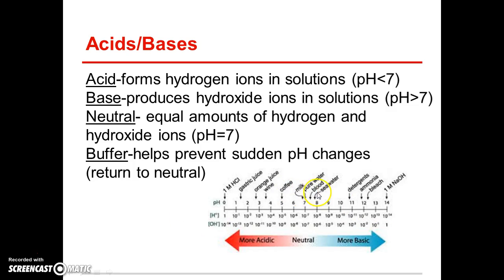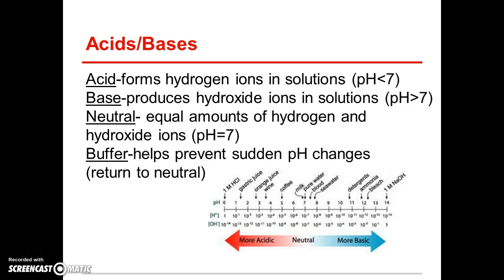That's why we have pure water here as a neutral 7. Milk, blood, those are all very, very close to a neutral pH. Any solution out there is going to have some kind of pH value. A buffer is a vocabulary word for something that helps prevent sudden pH changes. What a buffer will do is, a chemical reacts and accepts hydrogen ions, for example, or hydroxide ions, picks them up and returns the solution to a normal neutral range.